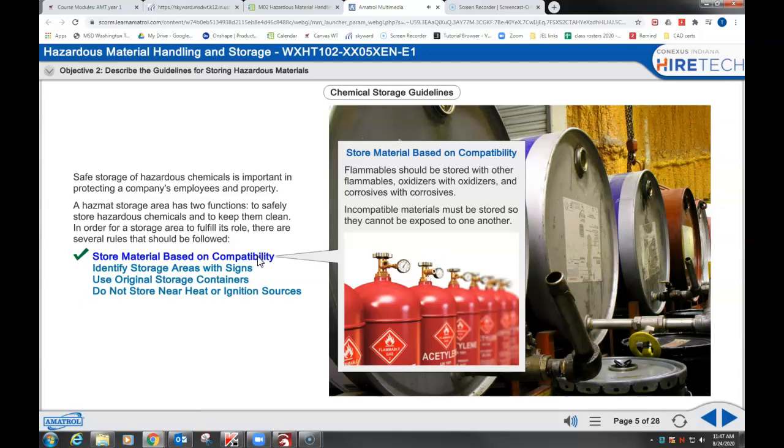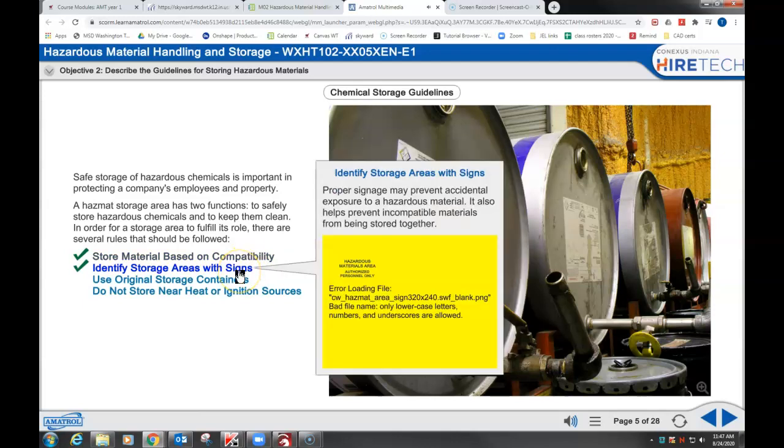Flammables should be stored with other flammables, oxidizers with oxidizers, and corrosives with corrosives. Incompatible materials must be stored so they cannot be exposed to one another. Proper signage may prevent accidental exposure to hazardous material. It also helps prevent incompatible materials from being stored together.